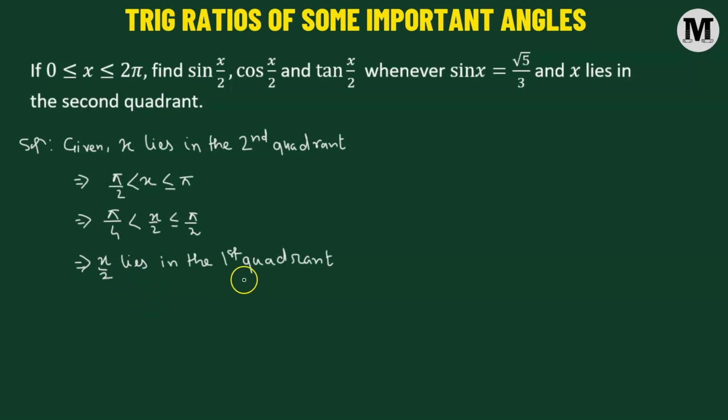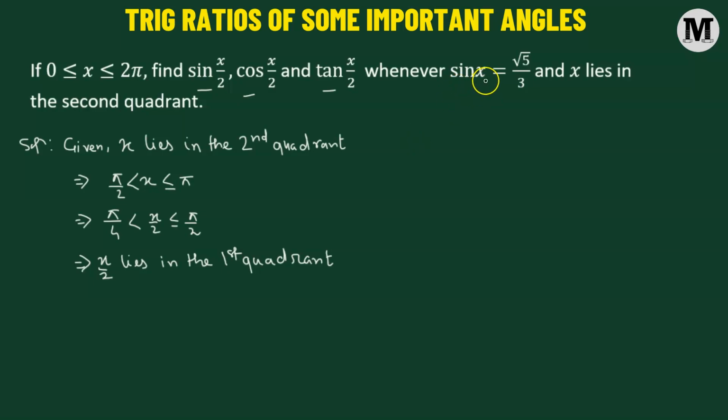Right. So this particular information is going to help us define the sine, cosine as well as tangent of x over 2. And we can say that it's all going to be positive. That's because in the first quadrant, all trig functions have positive value. Okay, now to find out the value of sine and cosine of x over 2, we'll have to find out the value of cosine of x.